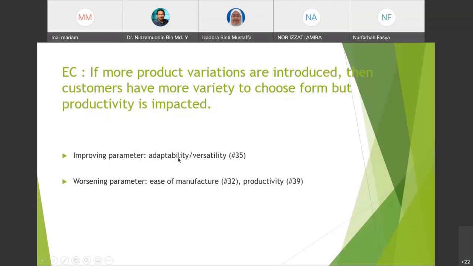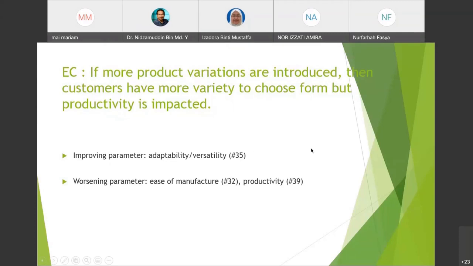Yeah, so it's learning with the number 35, adaptability and versatility. And the bad outcome from this action, the product variation, would be that productivity is impacted. So productivity, same meaning as the ease of manufacture and productivity. Okay, from this you also have this contradiction.